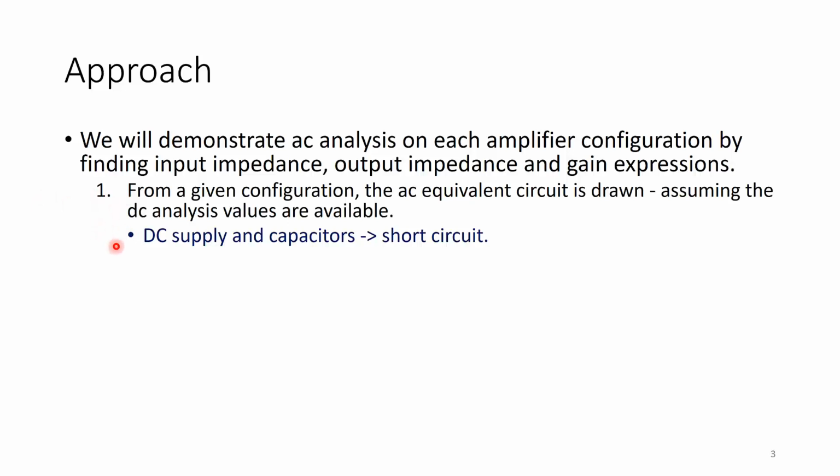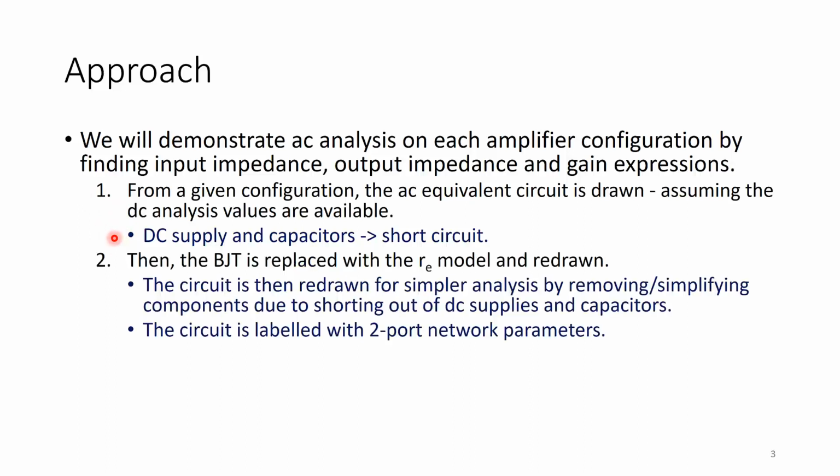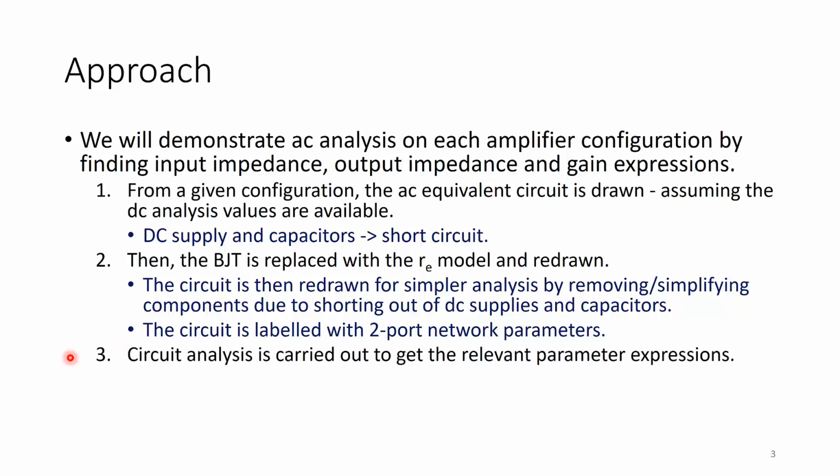analysis. And when we do AC analysis, the DC supplies and capacitors will be replaced with a short circuit, and then the BJT is going to be replaced with an re model and redrawn. And the circuit is then redrawn for simpler analysis by removing or simplifying components due to the shorting out of DC supplies and capacitors in part 1. And the circuit is labeled with 2-port network parameters. Number 3 is that circuit analysis is carried out to get relevant parameter expressions.